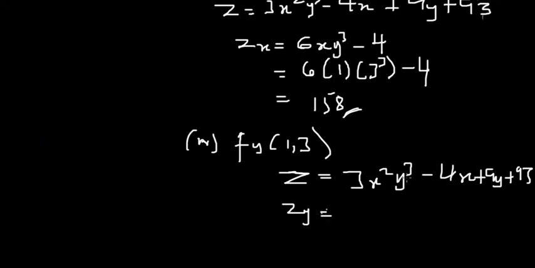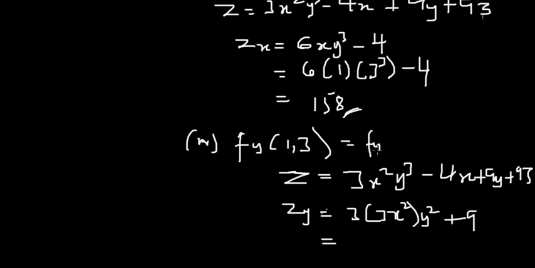So this will give us 3, and then we have 3x squared, and then we have y squared. So this will be 0, and then we have plus 9, and then this will be 0.